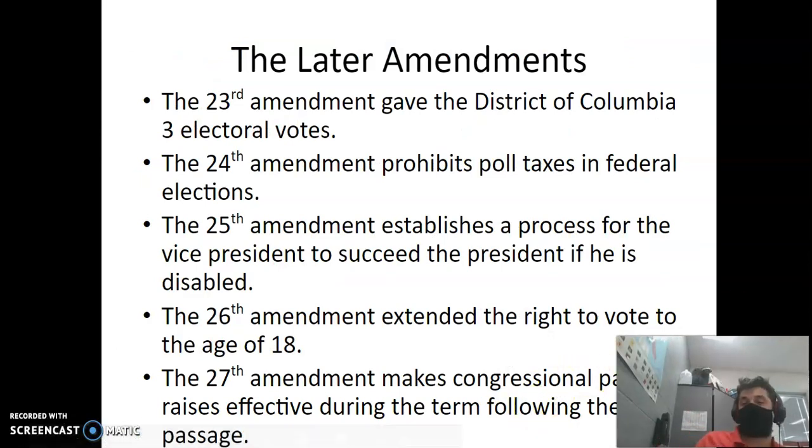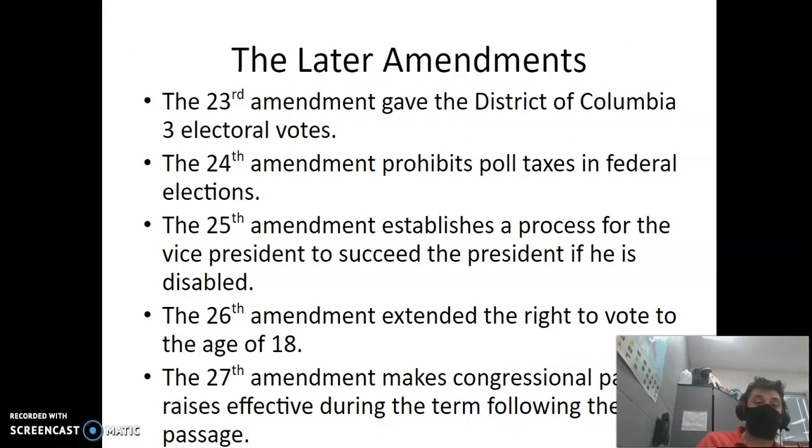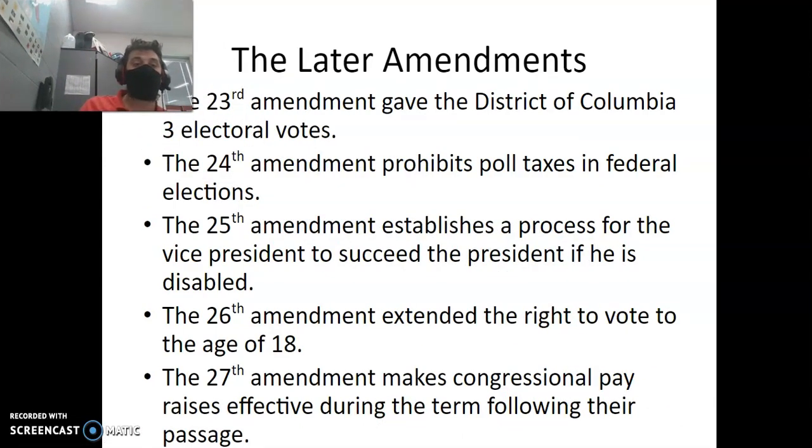The 23rd Amendment gave the District of Columbia 3 electoral votes. For those of you that don't know where the District of Columbia is, that is the technical name for Washington, D.C. And they used to not have any participation in the presidential election till we amended the Constitution and gave them 3 electoral votes in the presidential election.